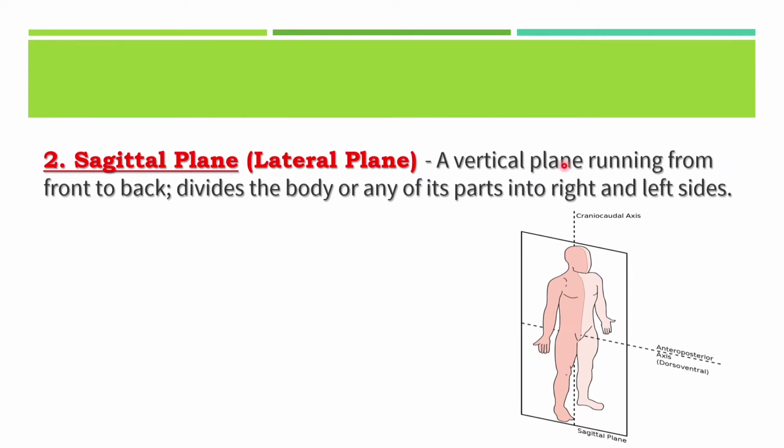Starting with the sagittal plane, which is also known as the lateral plane. It is a vertical plane which runs from front to back, and it divides the body into two halves, that is the right side and the left side. See, this is the sagittal plane. It runs vertically and divides your body from front to back, and it gives us two sides, that is the right side and the left side.